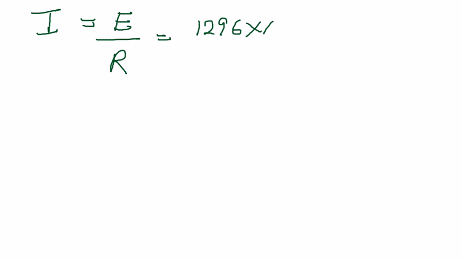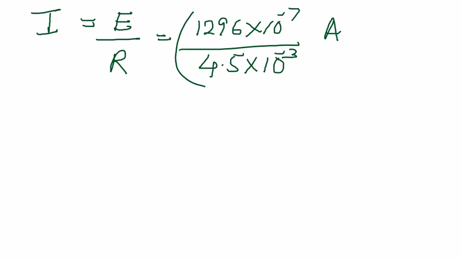So induced current will be induced EMF by R. Induced EMF being equal to 1296 into 10 to the power minus 7, divided by resistance, which is given as 4.5 milliohms, so 10 to the power minus 3. This is the value of induced current, which is equal to 2.88 into 10 to the power minus 2 amperes.